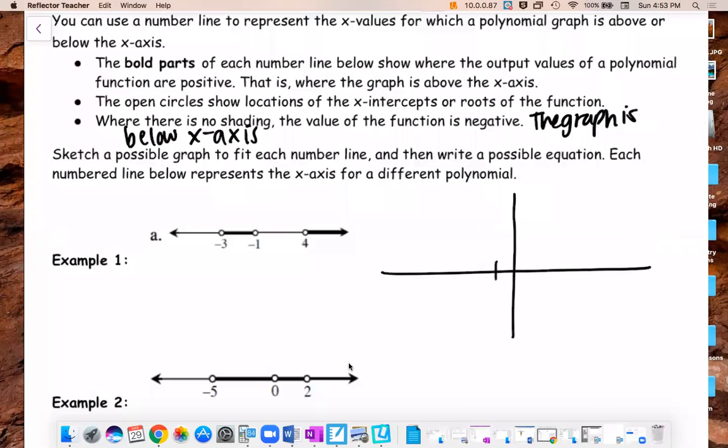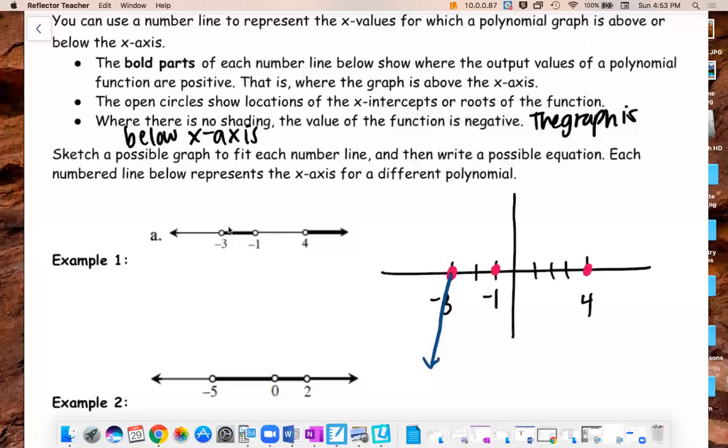So we've got -3, -1, and +4. So I'm going to mark those as my x-intercepts. So I'm going to put dots there. And then you just have to interpret what's bold and what's not bold, and what's going to be above and what's going to be below. So from -infinity all the way to -3, this is below the x-axis. So that means my graph down here is going to be below all the way until I get to -3 right here.